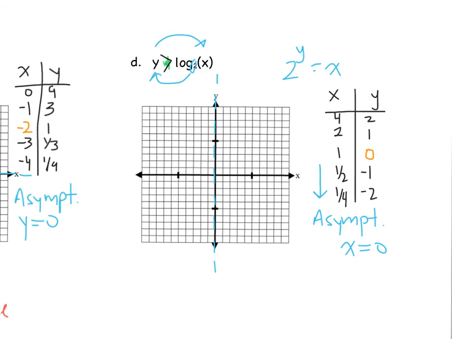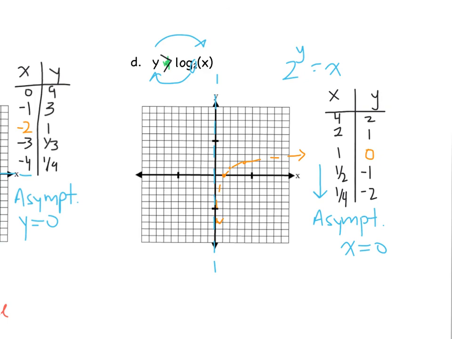Now we can go ahead and plot the points, only this time note our curve is going to be dashed since it's strictly greater than. So let's plot those points: we have 1, 0, we have 2, 1, we have 4, 2, and we're going to dash this. Now we need to test a point.